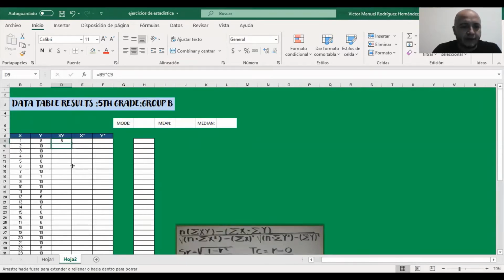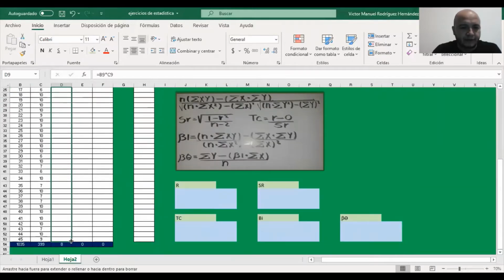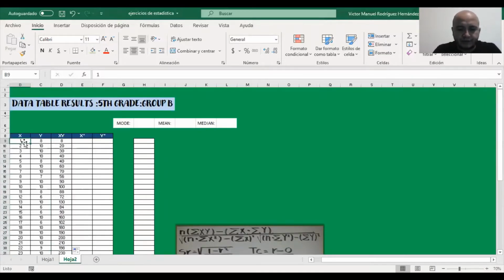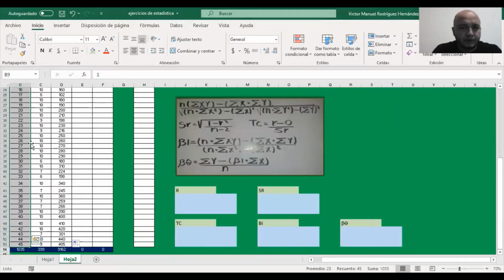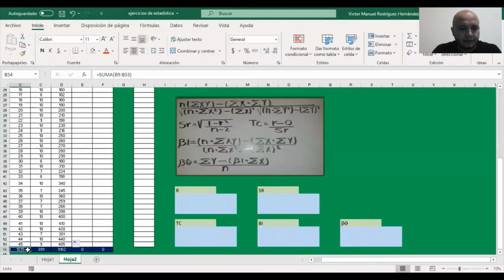To save some time, all we have to do to get the rest of the results, since we have already formulated the column, is drag the numbers down like this. I had already previously made the summatory. I used the sigma symbol to get this result. Over here, we just click on this symbol, and you get the summatory, the sum of all the data. And all you have to do is formulate the rest over here.